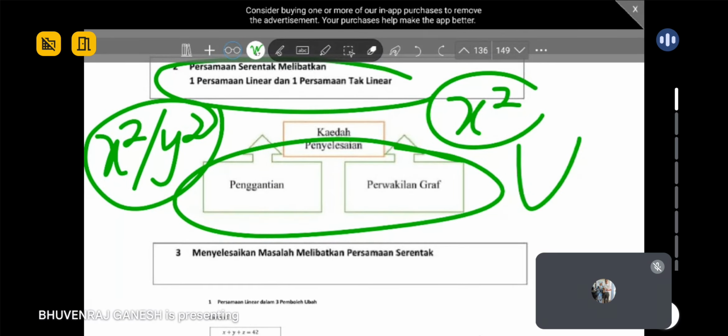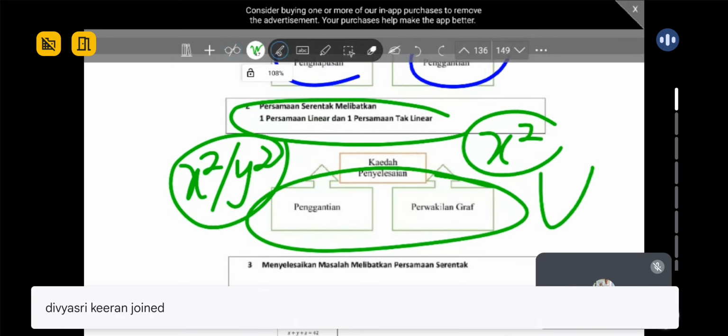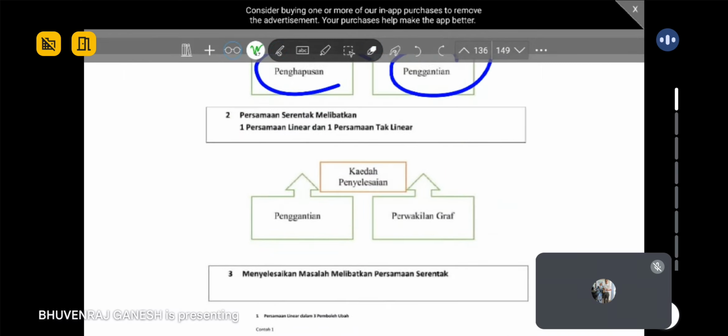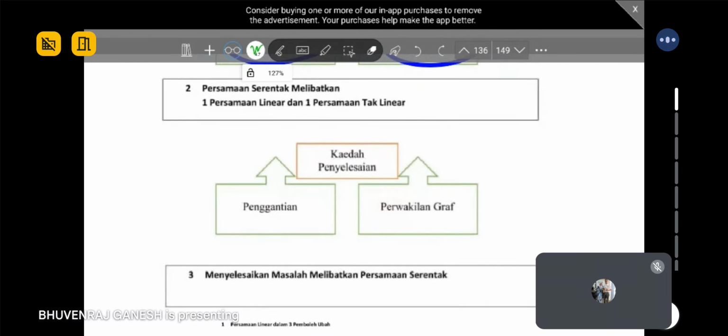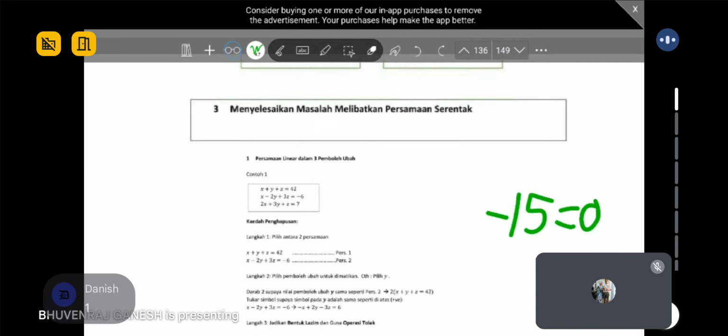So guys, how do you eliminate them? Macam mana kamu nak hapuskan dua kuasa berbeza? Mustahil kan? It's almost impossible. That's why kita tak boleh guna kaedah penghapusan untuk bahagian ni. We cannot use elimination method. Okay? Do you all understand? One or two? Satu atau dua? For this one? Satu. Okay.